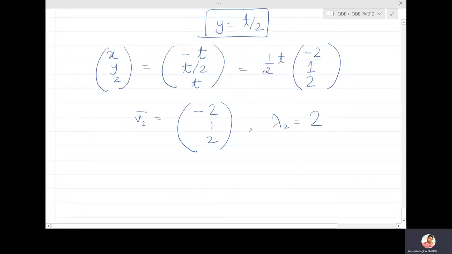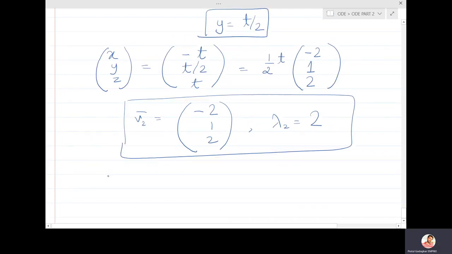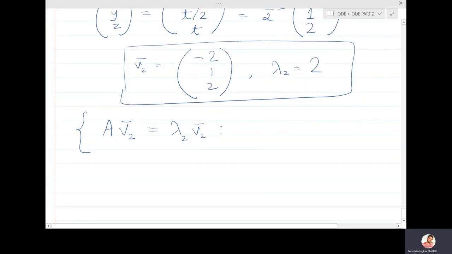Is this eigenvector correct? Let us again check. A times V2 bar must be equal to, this is my rough work, lambda 2 into V2 bar. So what is A? The matrix A is 1, 0, minus 1.